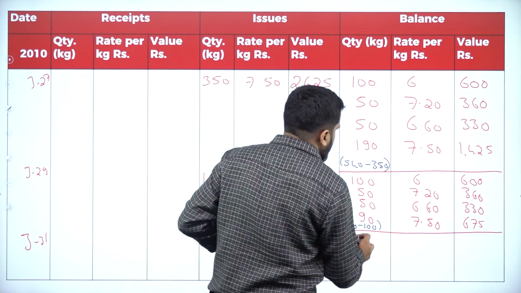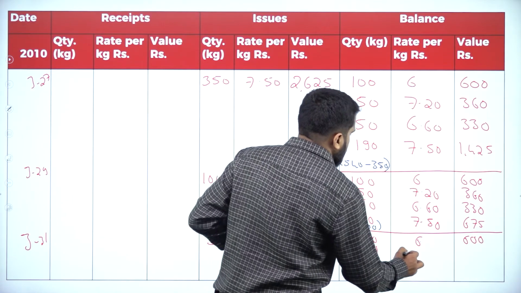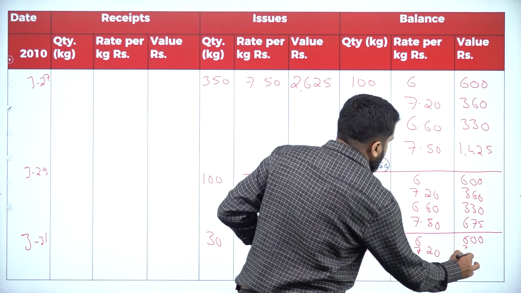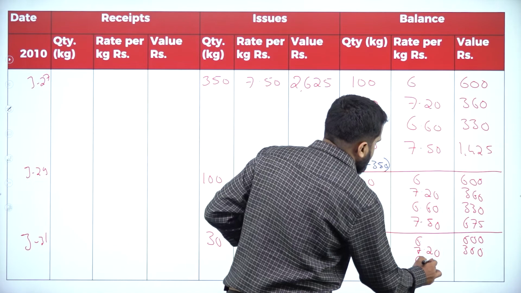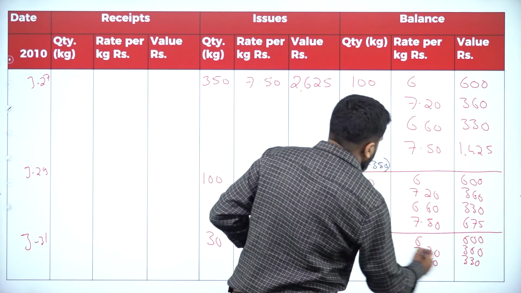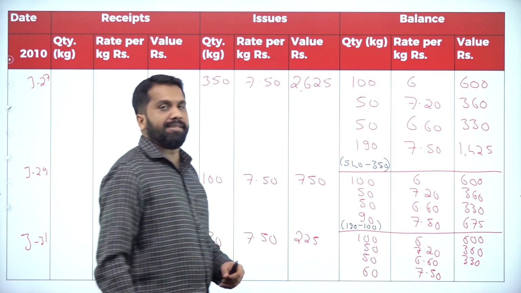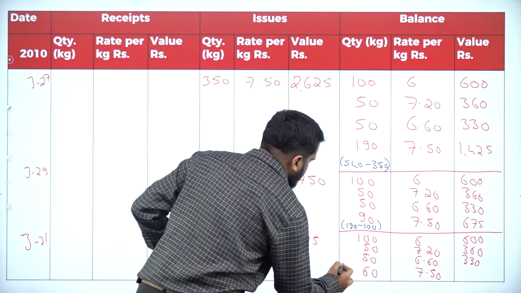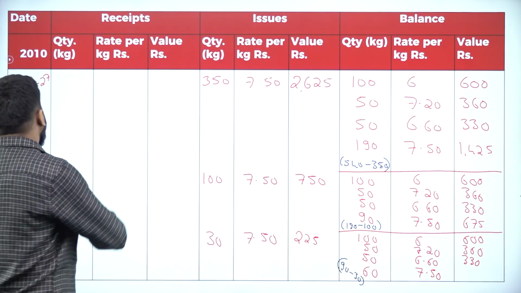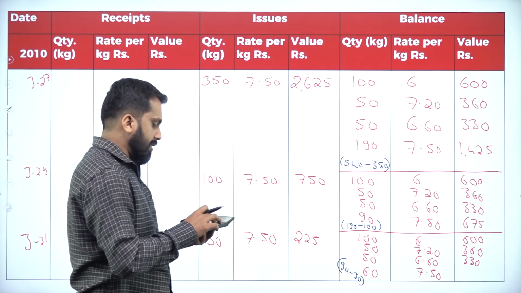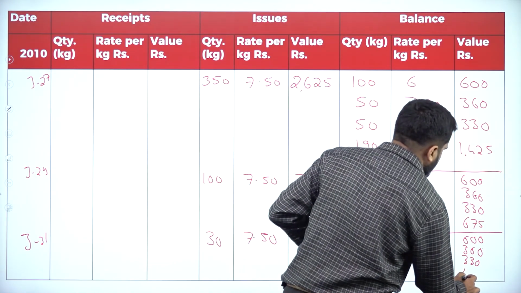Now we'll write the balance. Now old as it is: 600, 50, 7.2, 360, then 50, 6.60, so it is 330, and the last one it is 60 and 7.50. How come it is 60? I'll show you the working note. So it is 90 minus 30. So like this, you got 60. Now, what is your answer? The answer is 60 multiplied with 7.5. You got 450.